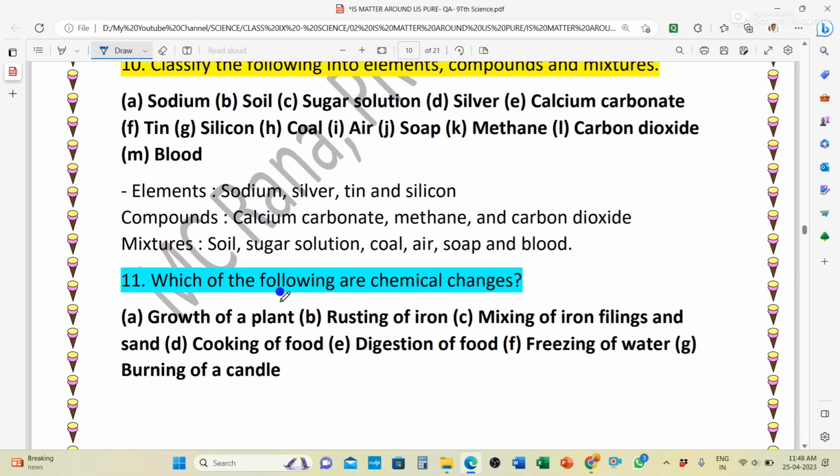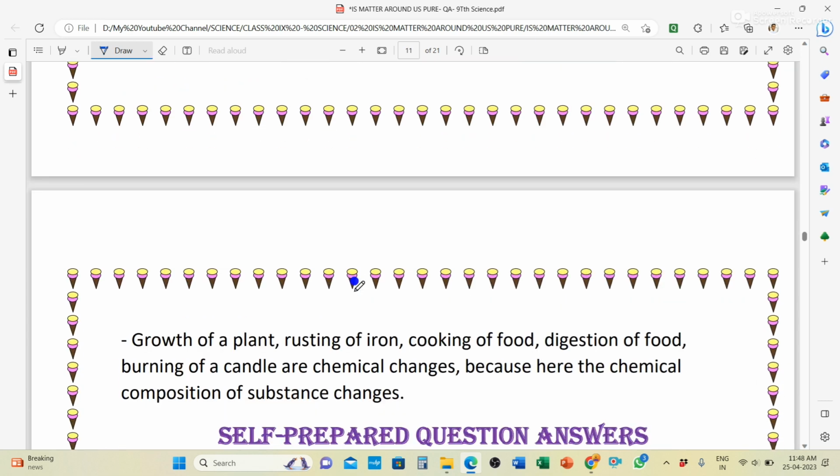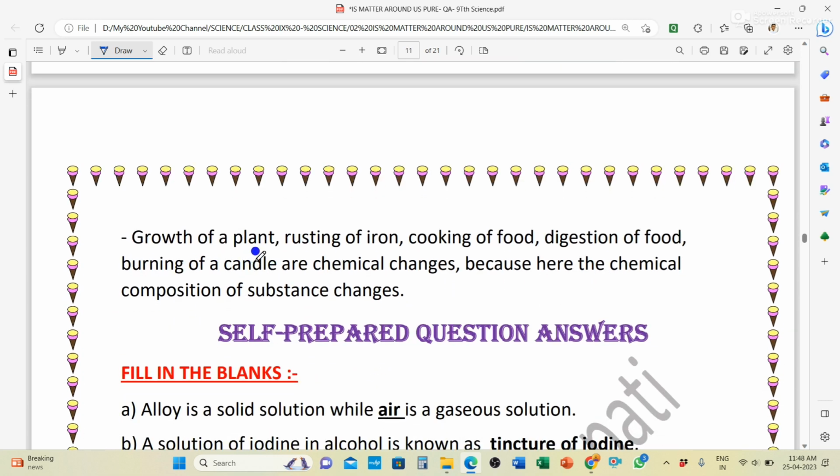Which of the following are chemical changes? Growth of a plant, roasting of iron, mixture of iron filings and sand, cooking of food, digestion of food, freezing of water, burning of a candle. You know, chemical changes are those changes in which new substances are formed or the chemical composition changes. So the chemical changes here are growth of a plant, roasting of iron, cooking of food, digestion of food, and burning of a candle. These are chemical changes because the chemical composition of substances changes and new substances are formed.